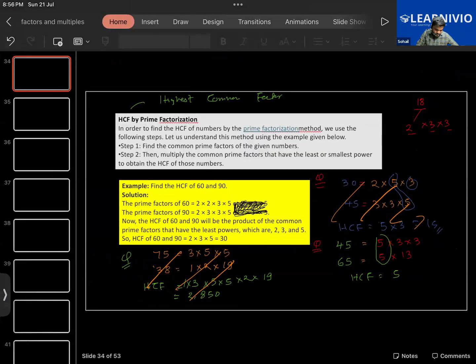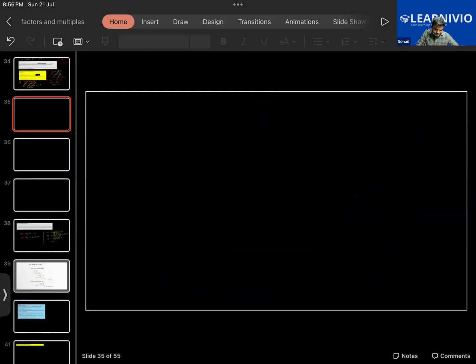Okay. Let us solve some more questions. You have to find the HCF using prime factorization. So I'm writing down some numbers. We have to find it using the prime factorization method. Question number 1, Habib, you will be solving. You have the numbers 36 and 48.